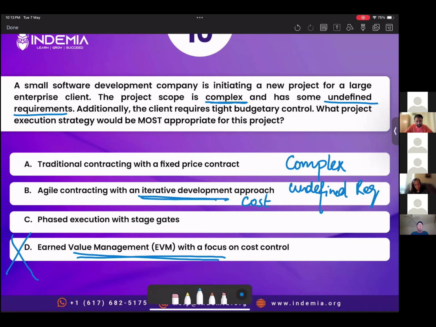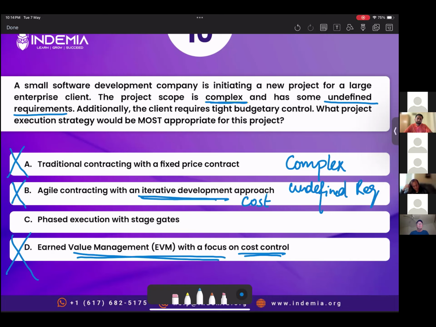Kokila, you have chosen option C. Yeah, Amar. I found all the questions are not relevant to me, except, for example, the traditional contract with fixed price I eliminated. Agile contracting with iterative development approaches I eliminated because of the cost factor. Earned value management focuses on cost control, and anyway the project management will have that while deciding the scope, so that's why I ended up with phased execution with stage gates. All right, absolutely.